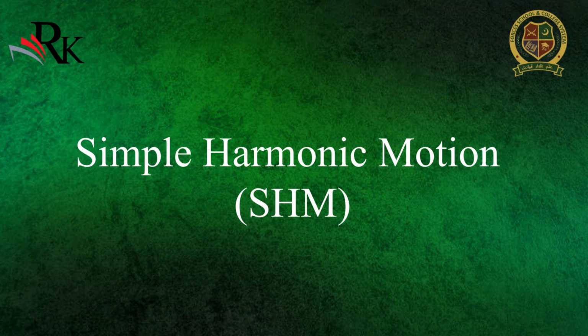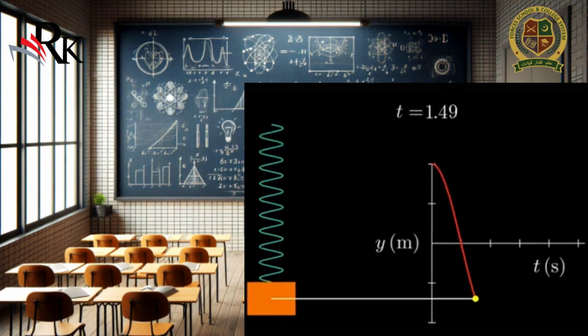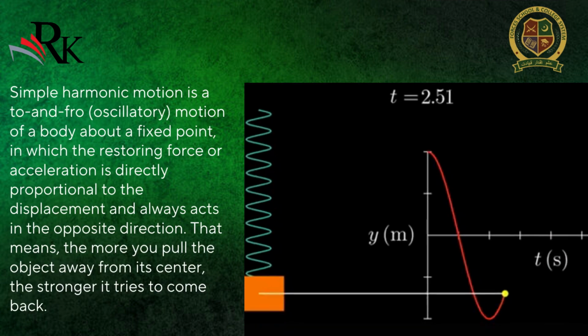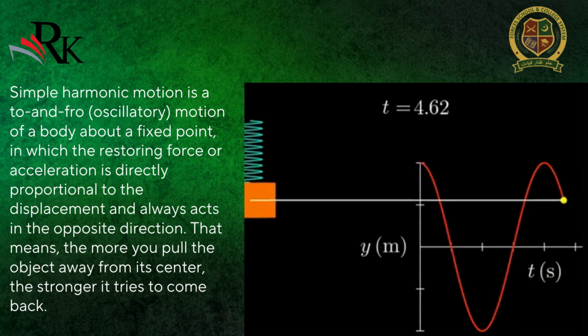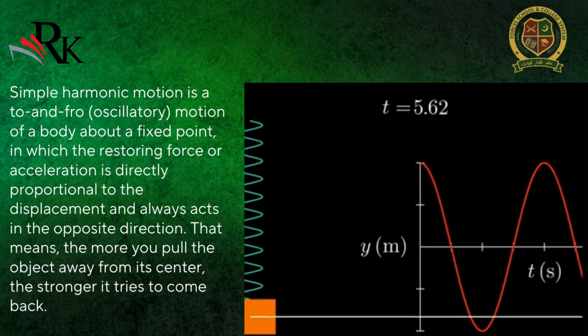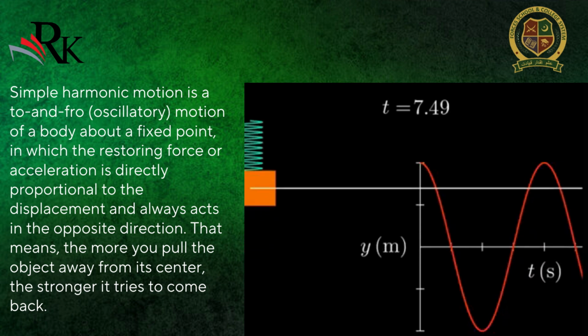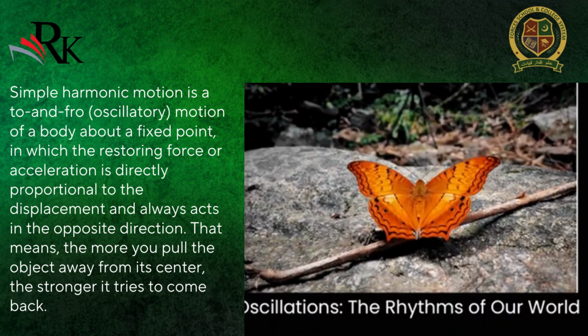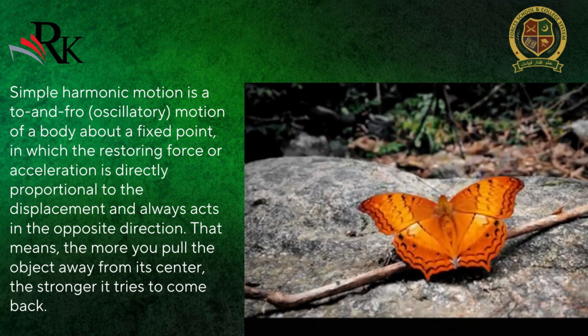Simple harmonic motion, SHM. First, let's define SHM. Simple harmonic motion is a to and fro, oscillatory motion of a body about a fixed point, in which the restoring force or acceleration is directly proportional to the displacement and always acts in the opposite direction. That means the more you pull the object away from its center, the stronger it tries to come back.